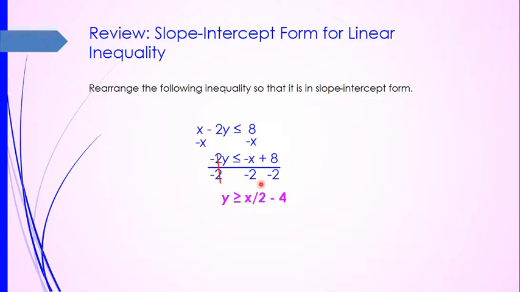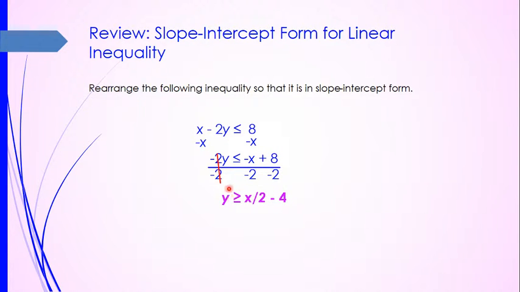And now I make sure to follow the rules for multiplication and division with integers. Here a negative divided by a negative is a positive. I just left it as positive x over 2. You could have also written that as 1/2 x. And 8 divided by negative 2 is negative 4.